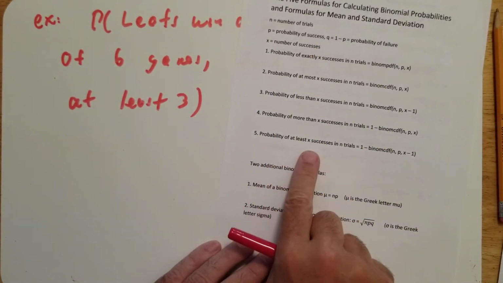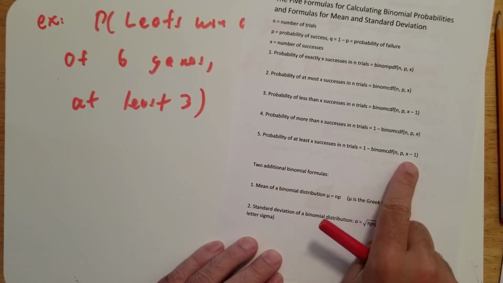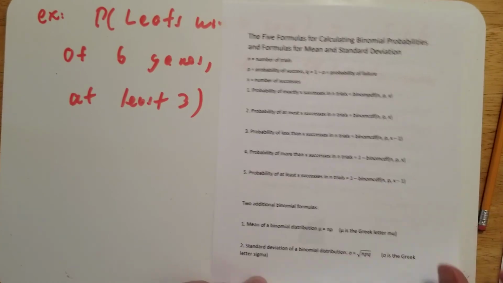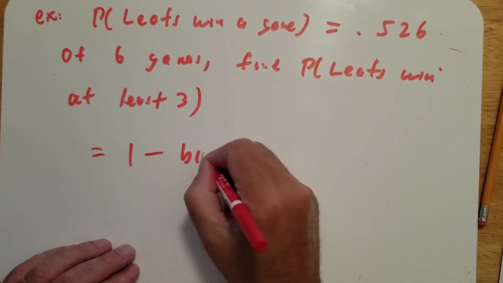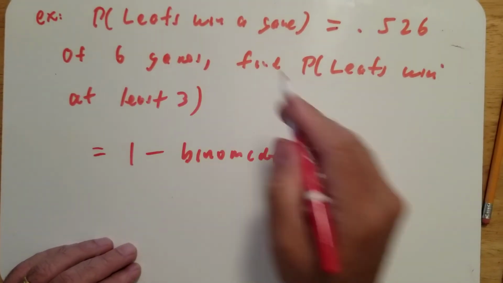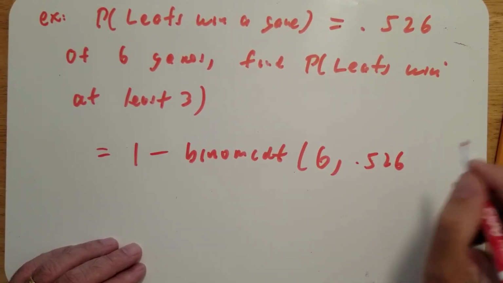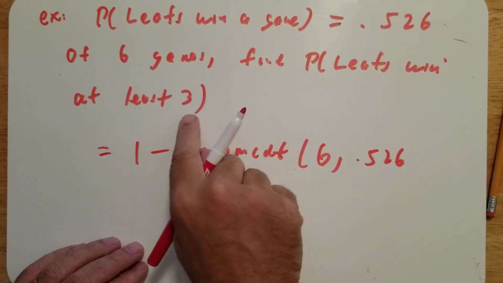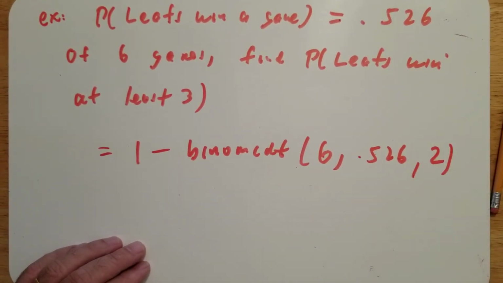Now, I think this is the 5th item on the chart. Probability of at least X successes, 1 minus binom CDF N P X minus 1. So this is going to be 1 minus binom CDF N, where N is the number of games, which is 6. The probability of success is 0.526. And it said X minus 1, so the X is 3, so X minus 1 is 2.